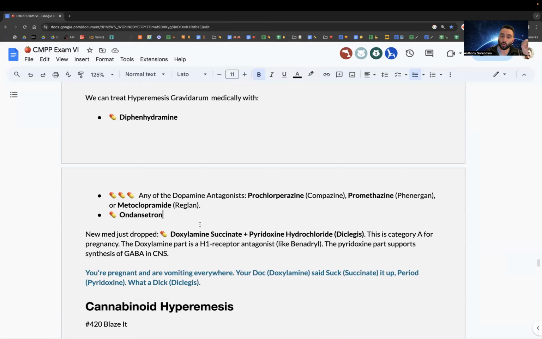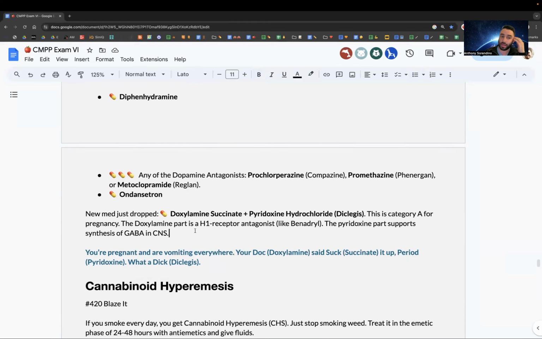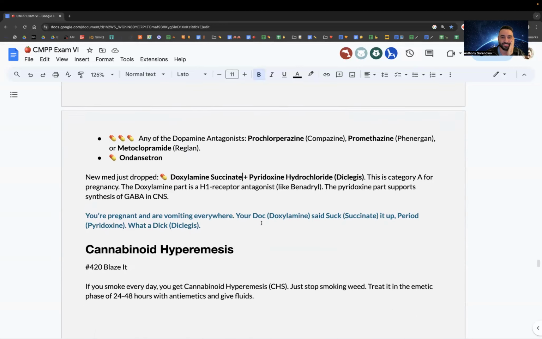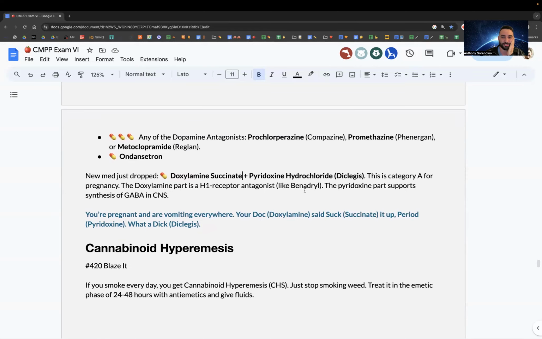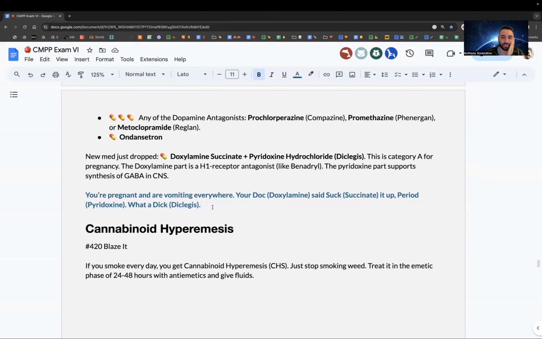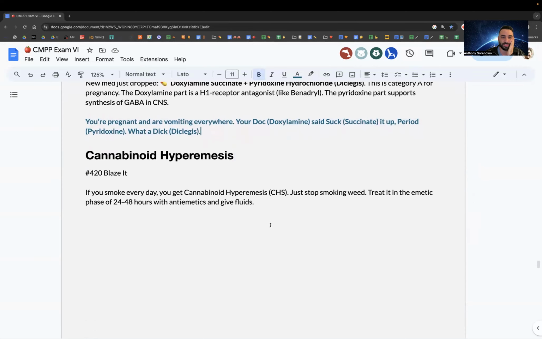But there's a new one. I don't know if this is going to be on there or not, but there's a new med, and this is category A for pregnancy, so that's going to be recommended. It's doxylamine succinate, pyridoxine hydrochloride, Diclegis. There you go. I'm not going to say all these. I'm usually pretty good with these. I do have a mnemonic for this. Not going to say this one out loud on the video, but that can help you if needed.